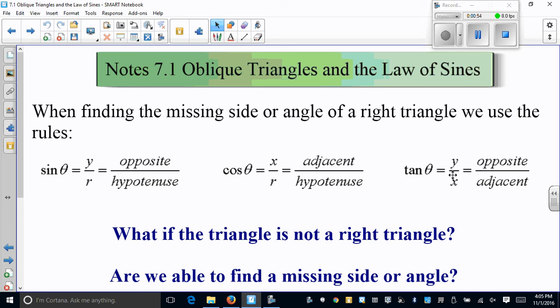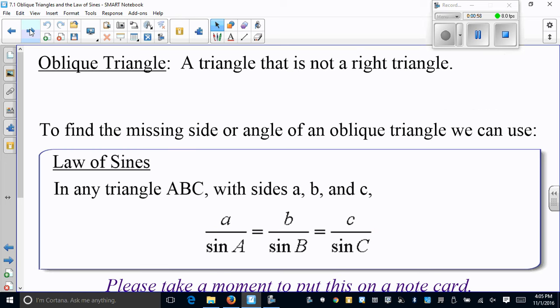I know it says please take a moment to put this on a note card, but these are already on those reference sheets that I gave you, the cardstock. It's off-white, yellow, whatever color you have. So it's already on there, and you don't really need to add this to a note card when you have it on something else, unless you want to.